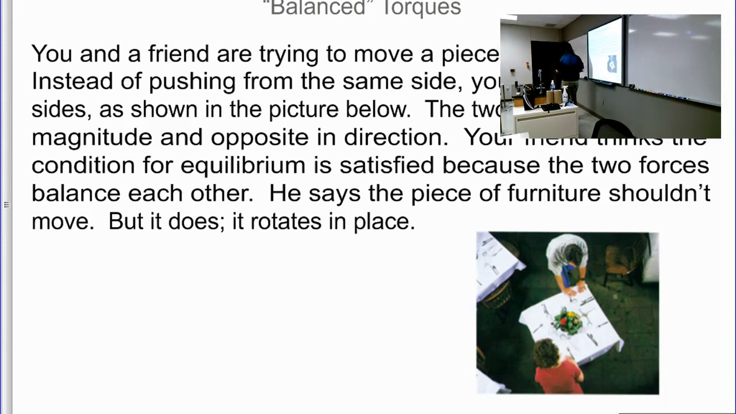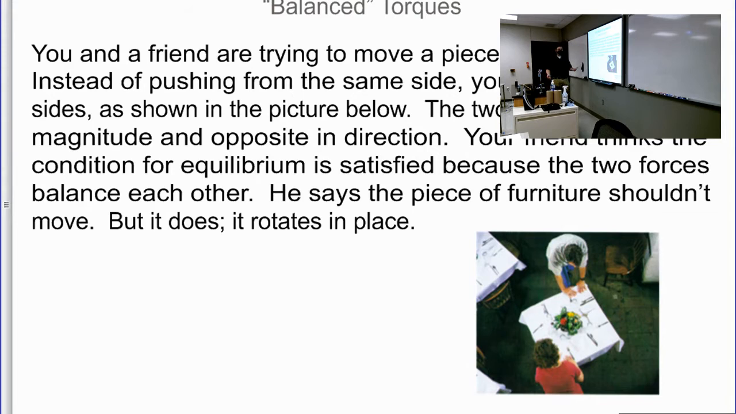So today's lesson is on rotational equilibrium, or we could call it balanced torques. You can imagine a scenario where you and your friend are pushing a table, trying to move it, and you're pushing from opposite sides. Again, it's not really a good way to move the table, it's just a general scenario. But you're pushing with equal forces in opposite directions.